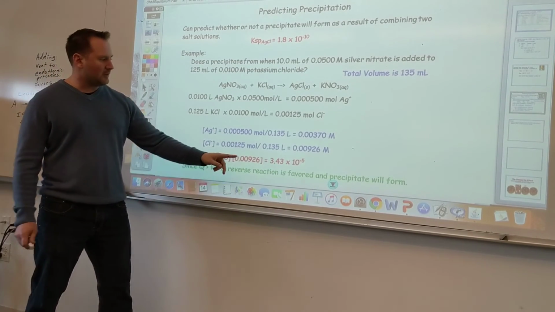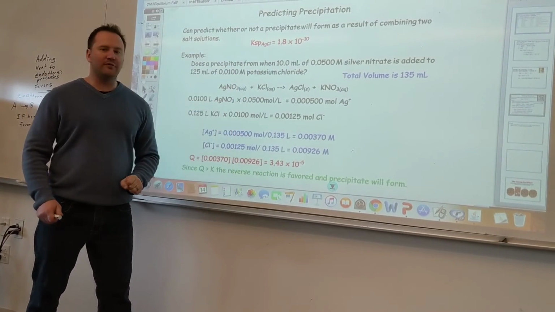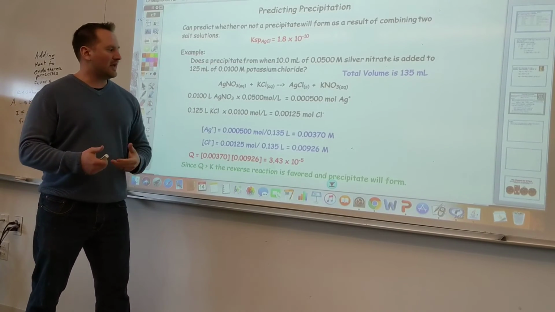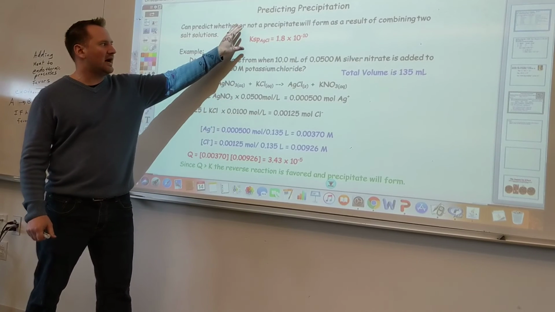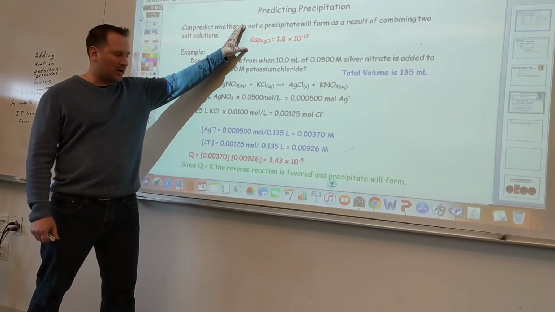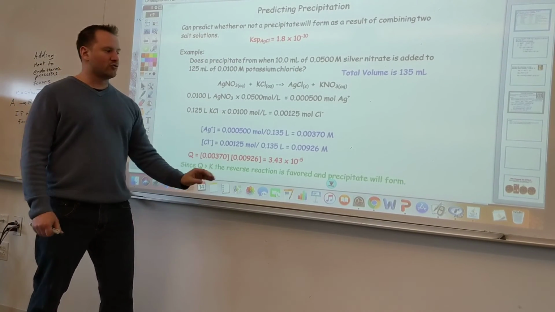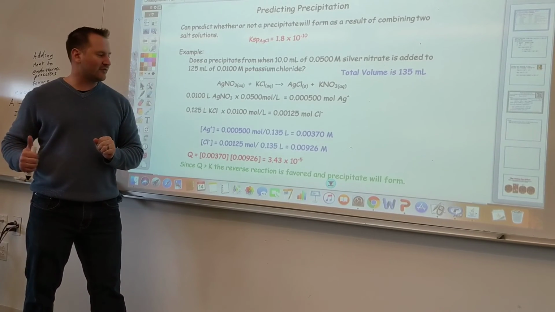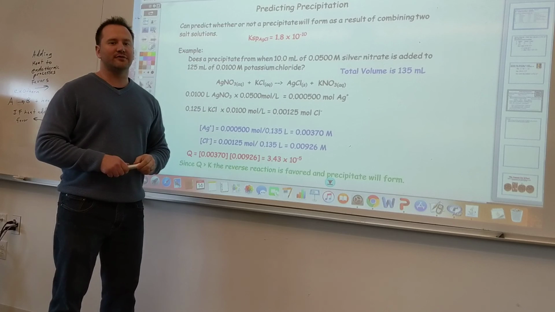If we compare that to our Ksp value, we can see that if all of this stuff dissolved, then we would have a way higher concentration of the ions than our Ksp would allow. So since Q is greater than K, we're going to end up with the reverse reaction being favored, and you'll have precipitate of silver chloride.